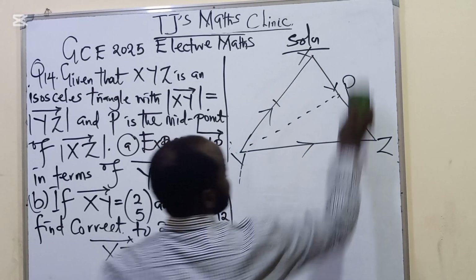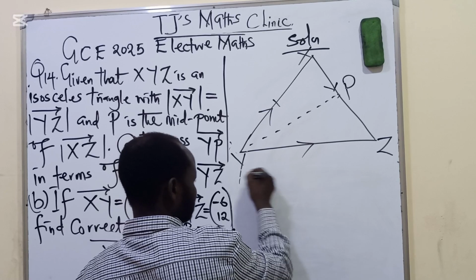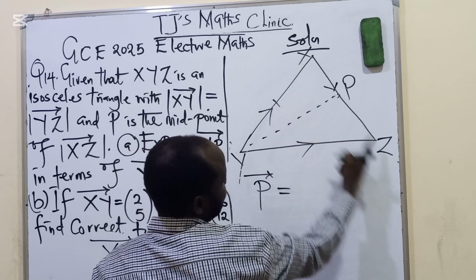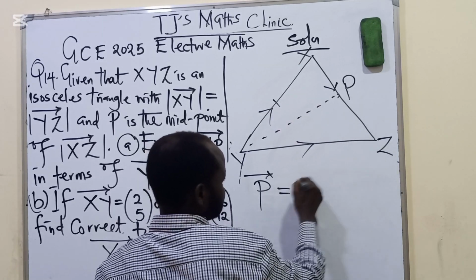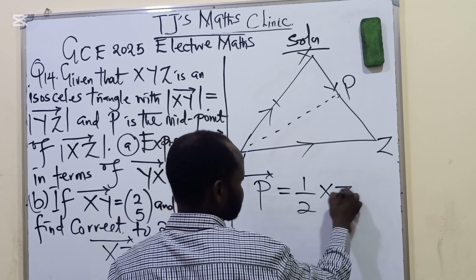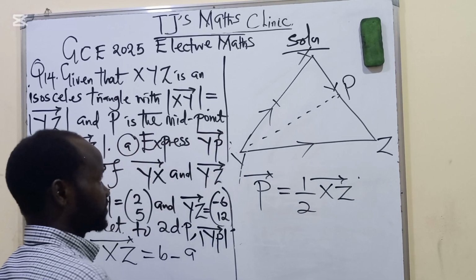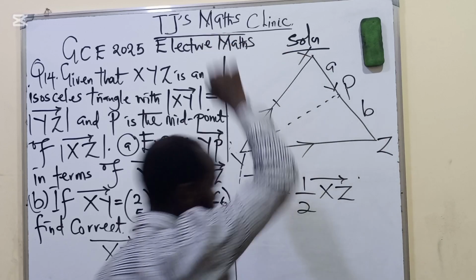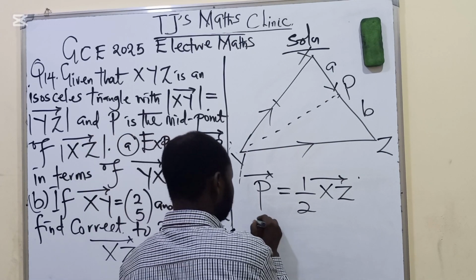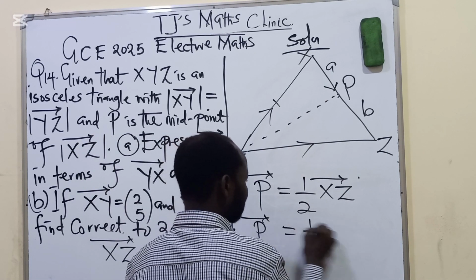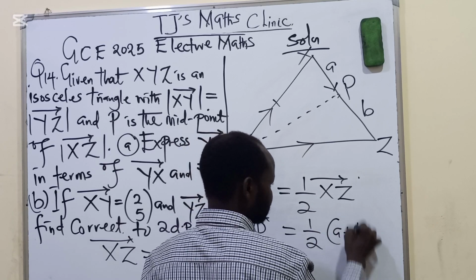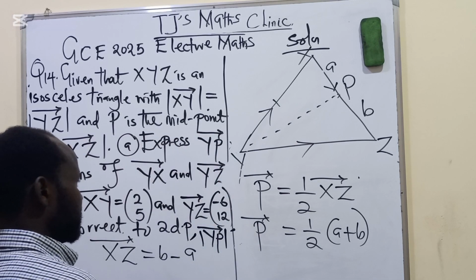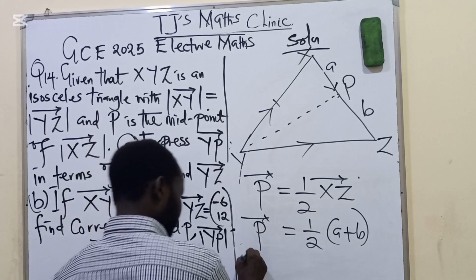Since we are through with this, vector P is nothing but half of vector xz, since P is the midpoint of xz. And x is a, then z is b. So P now will be half of a plus b. Very important.